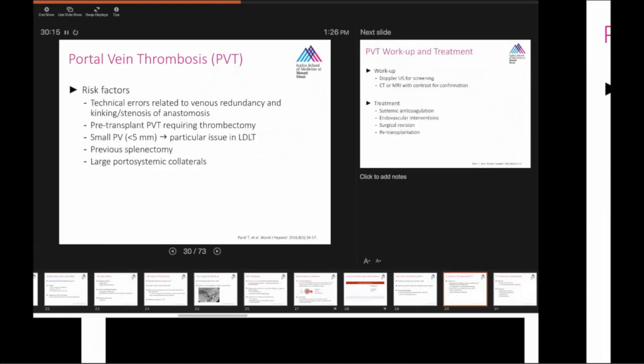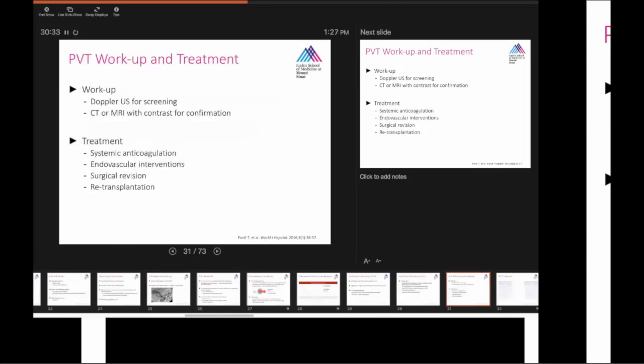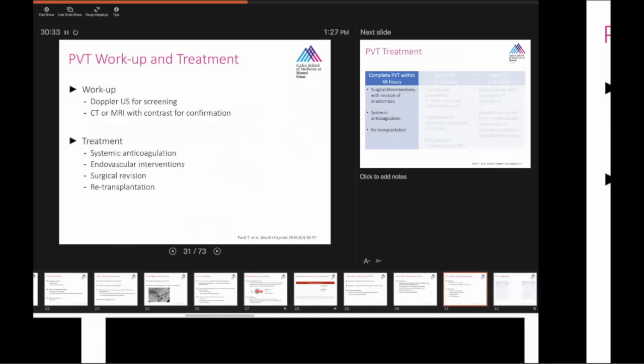Risk factors are actually very similar to HAT: technical problems, but pre-transplant PVT is a risk factor. A small vessel is a risk factor. Patients with large collaterals or patients who underwent splenectomy are at risk of this as well. The workup is the same, Doppler and CT. And treatment is endovascular interventions or surgical revision. It's again the same thing, but there's an option of systemic anticoagulation as well.